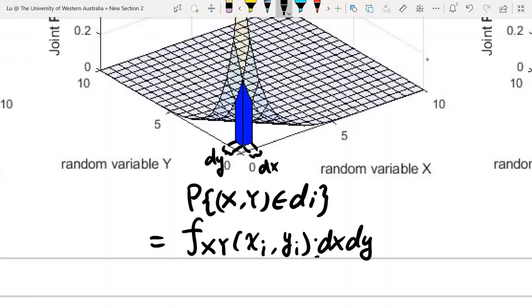The dx and dy define the area of this small square, or in other words, the area of the subregion di, and you multiply it by the corresponding joint PDF. You are actually calculating the volume of this column. The volume of this column indicates the probability that x and y fall into this small di region.